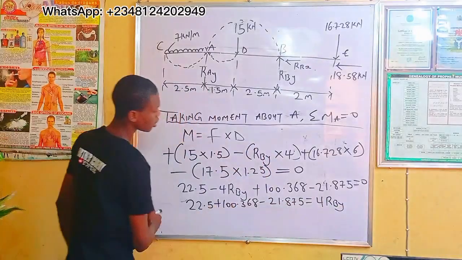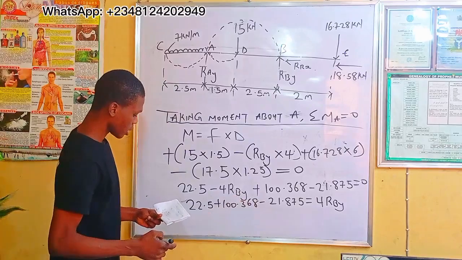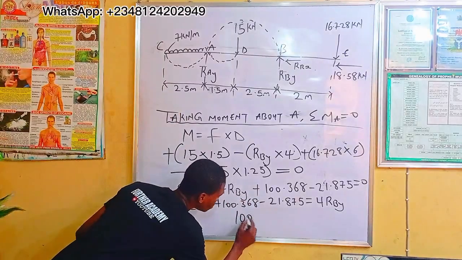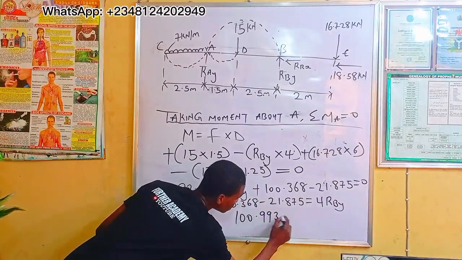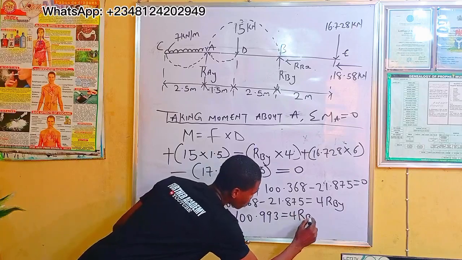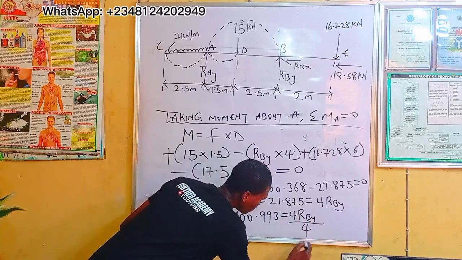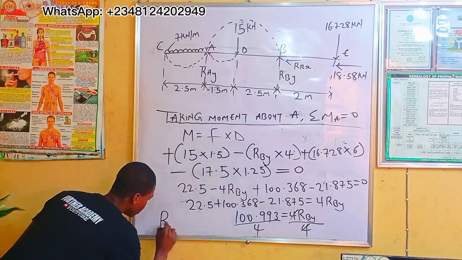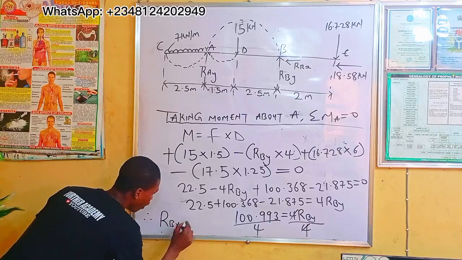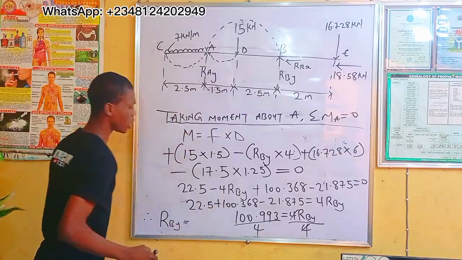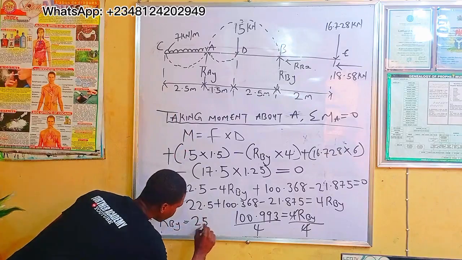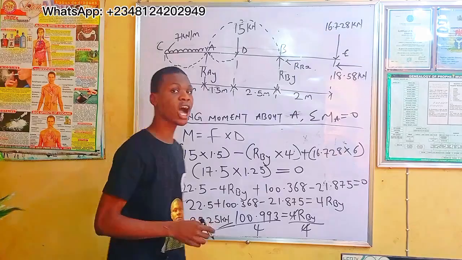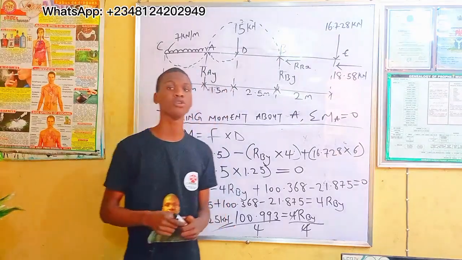Input this in your calculator. What do you have? Yeah, I'm having 100.993, meaning 100.993 is equal to 4 RBY. Of course, divide both sides by 4. That is RBY. Therefore, RBY, by the time we divide this, what's the answer? 25.25 kilonewton. Meaning that we've gotten RBY to be 25.25 kilonewton, right?